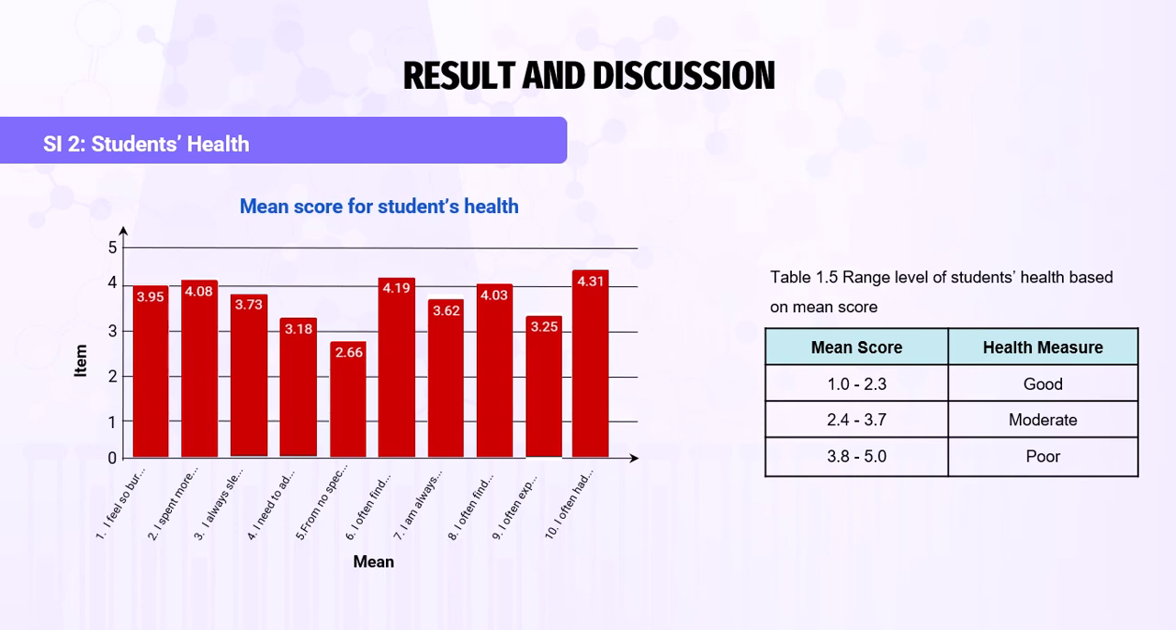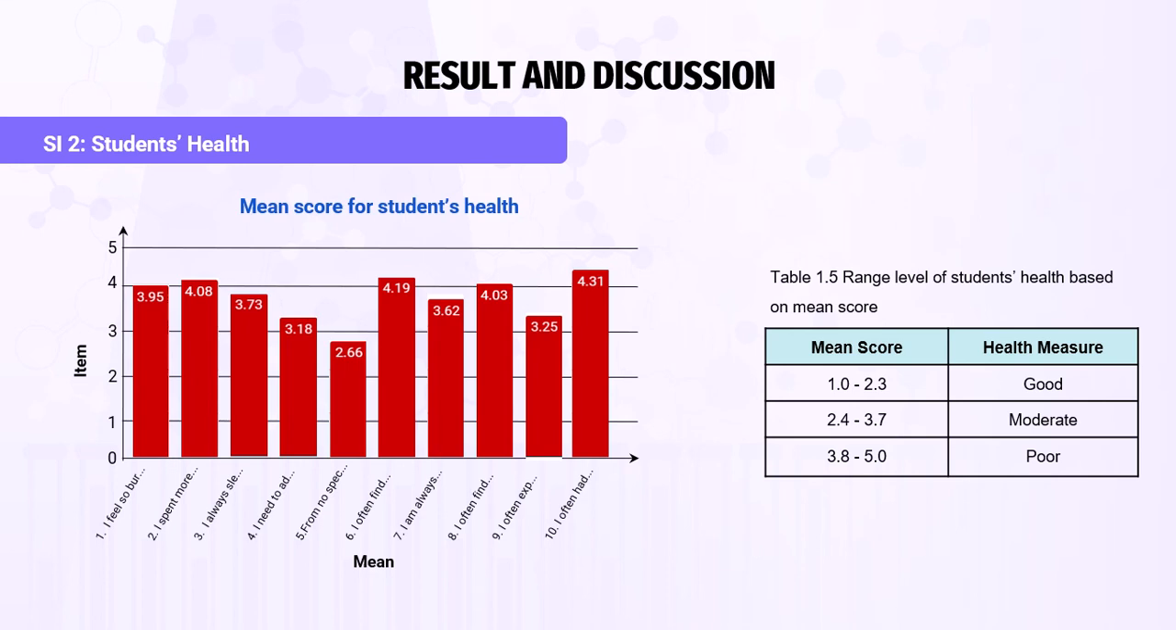In item number 7, the mean score is 3.62 with a moderate level of health measure, as the majority of them had a neutral and agree opinion that they often experience depressive mood. The majority of them agree that they have difficulties concentrating. In item number 8, with the mean score of 4.03, it indicates a poor level of health measure. The majority of them agree that they often experience rapid heartbeats, circulatory problems, and dizziness.